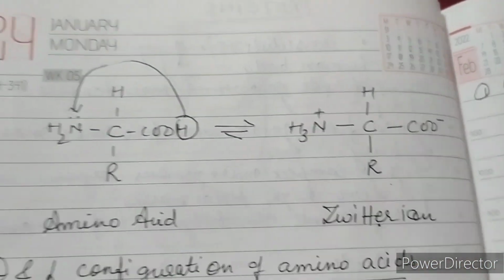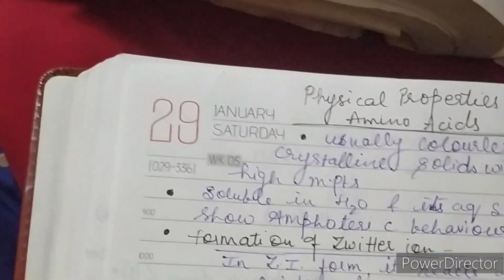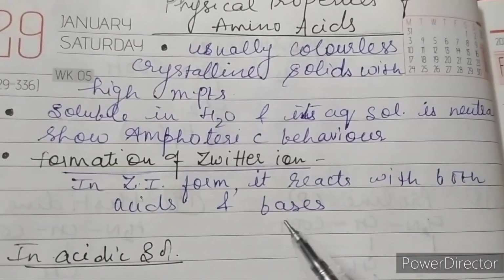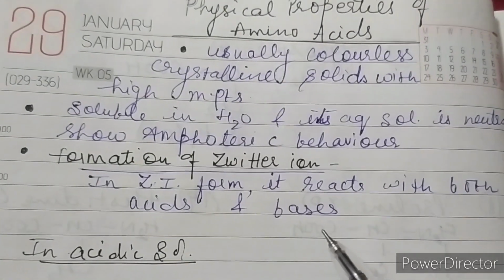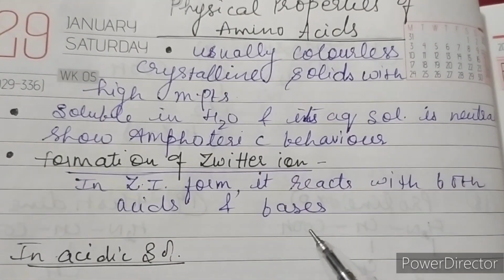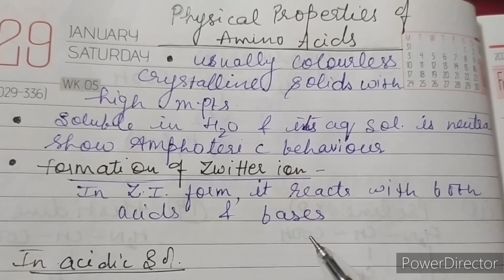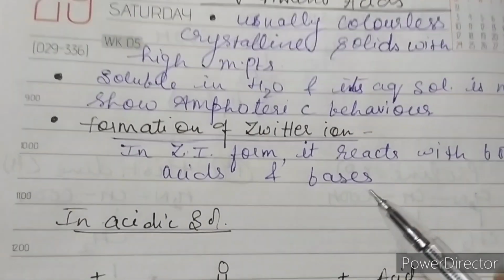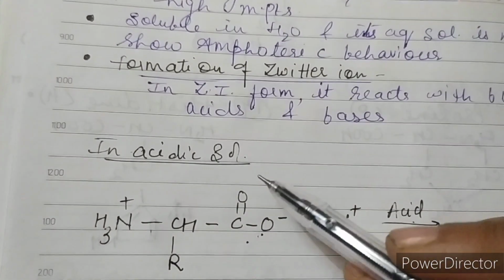So in this zwitter ion form, amino acids react with both acids and bases because it acts as amphoteric, or you can say it shows amphoteric behavior in its aqueous solution. So let's see first in acidic solution.